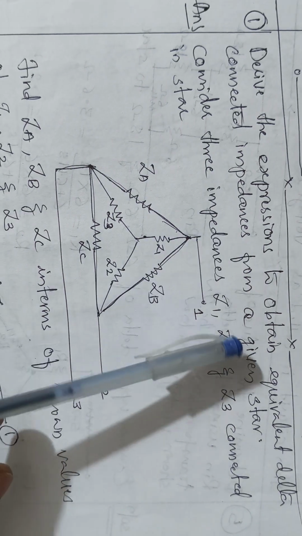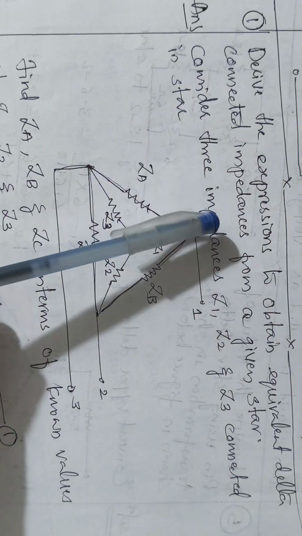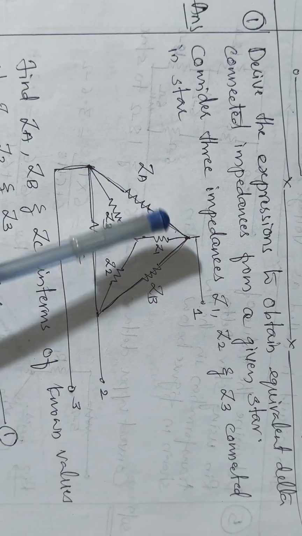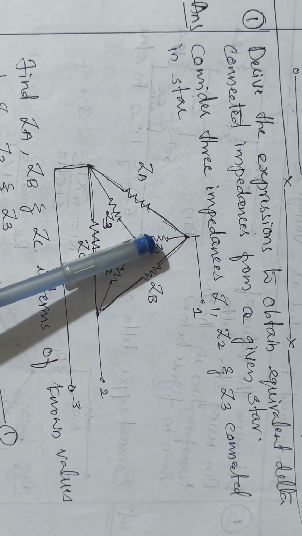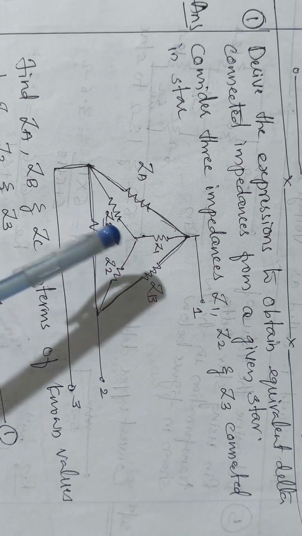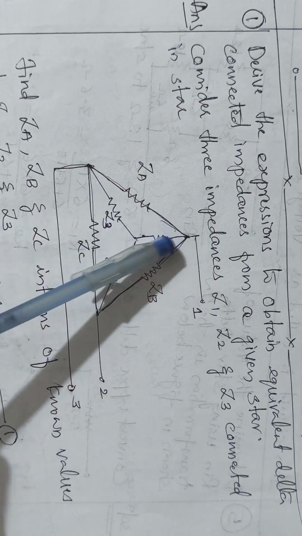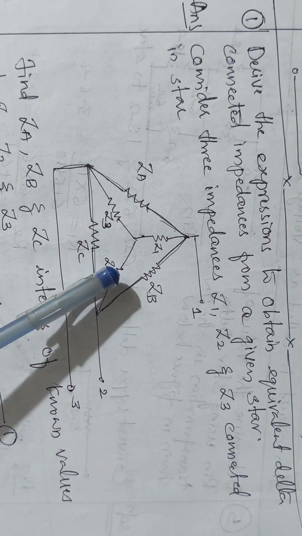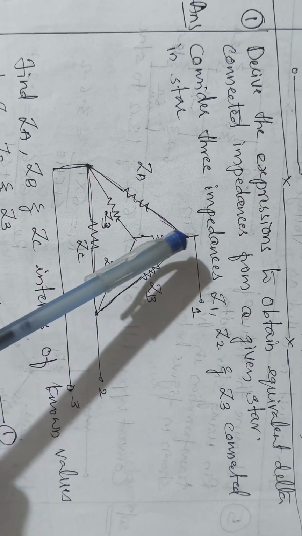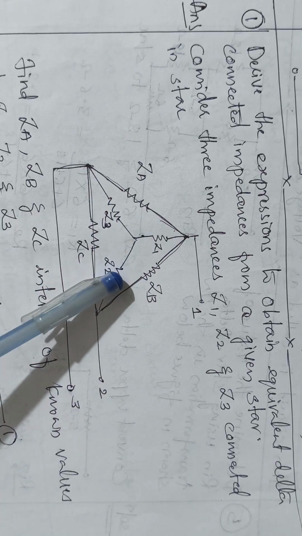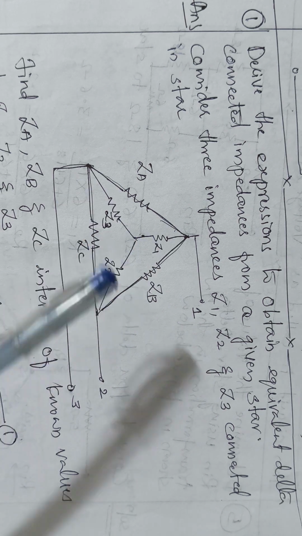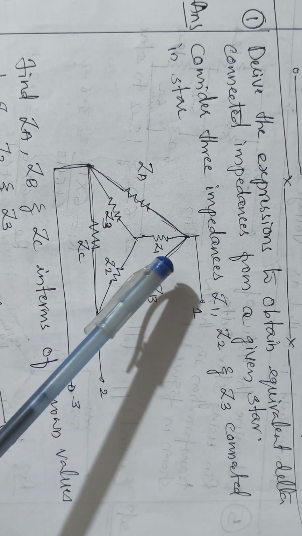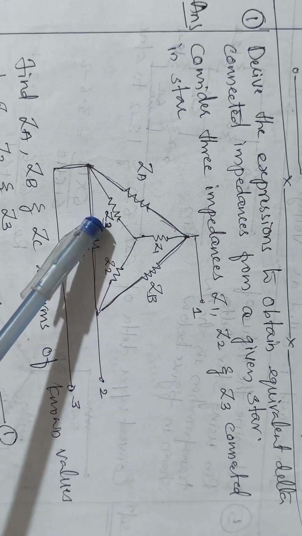Here we'll derive the expression to obtain equivalent delta connected impedances from a given star. What we have to do is consider three impedances, Z1, Z2 and Z3. These are connected in star. Now you have to obtain the equivalent delta for these star connected impedances. So you have to find the values of ZA, ZB and ZC in terms of Z1, Z2 and Z3.